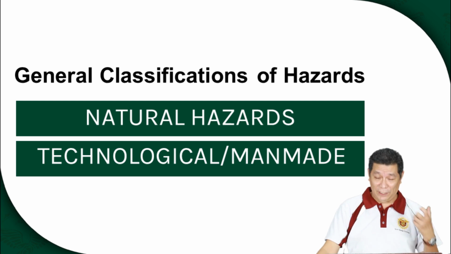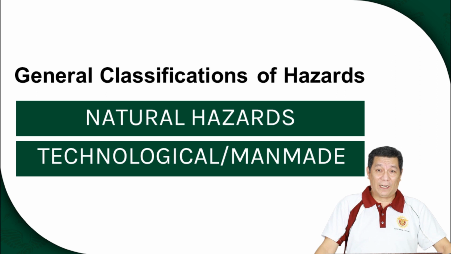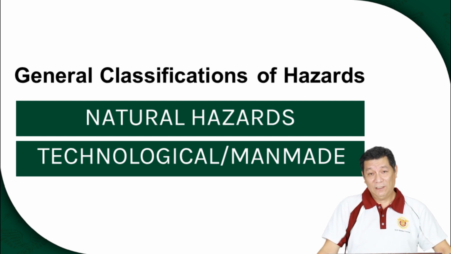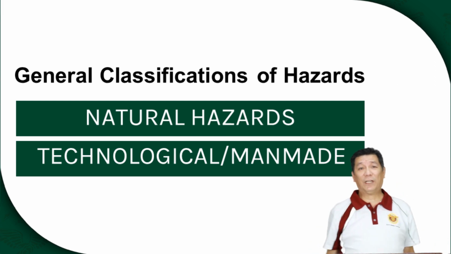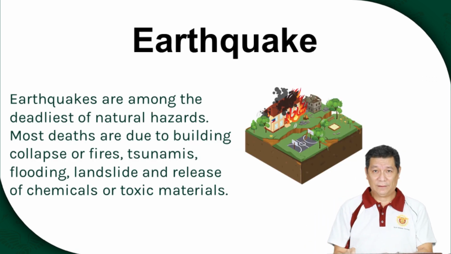As I mentioned earlier in my previous video, the UN reports that there are now 300 hazards, of which about 60% are more of technological and man-made, and the rest, or 40%, are natural hazards. The first natural hazard that we will discuss is earthquakes.